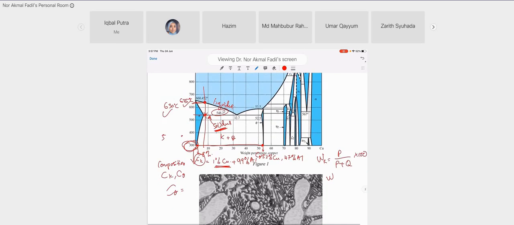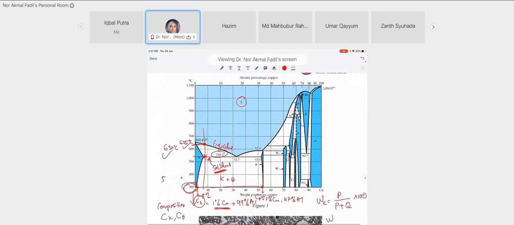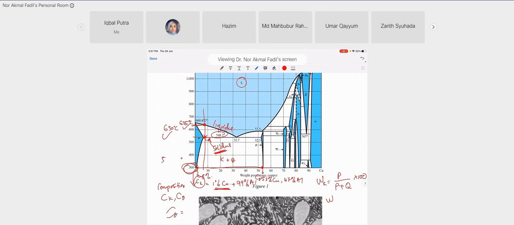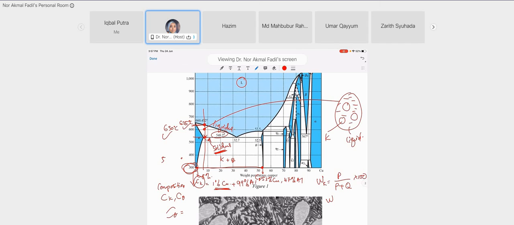So the microstructure for this alloy, imagine at this point. Look at this point. It has K phase in the liquid form. This is liquid. I want to show you the deformation. After it passes through 548 degrees, whatever liquid there is will transform into a lamellar structure, which contains eutectic structure. So below this temperature, you will get this.